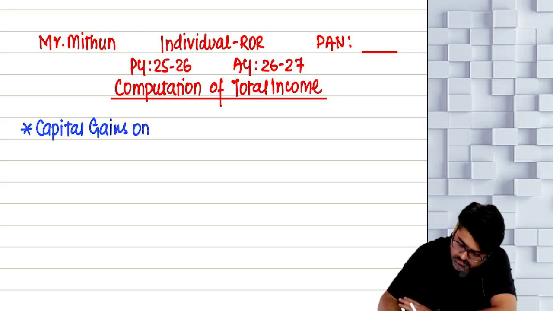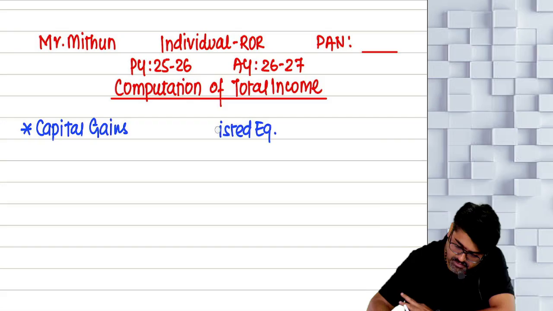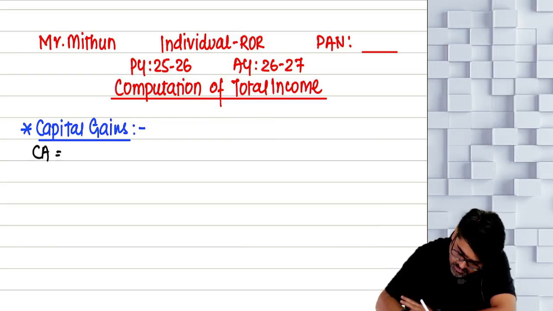Capital gains on transfer of what? Listed equity. Wait. Only capital gain I will write. Capital gains. And here I will write what is the capital asset. Capital asset is listed equity shares.